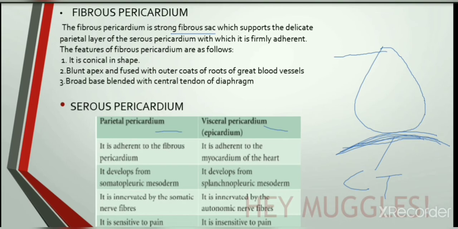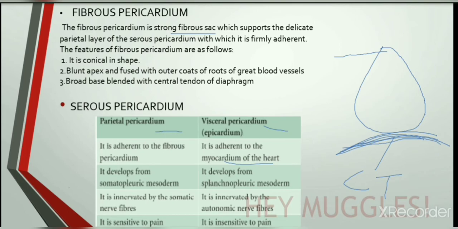The parietal pericardium, as I already told you, is present on the inner aspect of the fibrous pericardium. That's why it is adherent to the fibrous pericardium; the fibrous pericardium is supporting it. The visceral pericardium is adherent to the myocardium of the heart. That is, the visceral pericardium is surrounding and enclosing the heart.